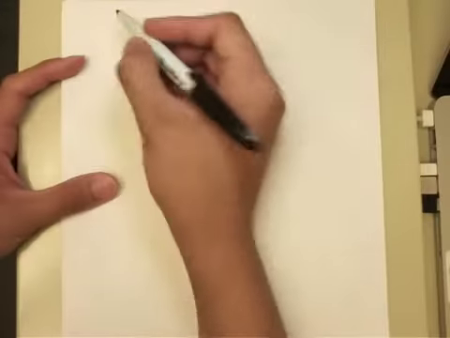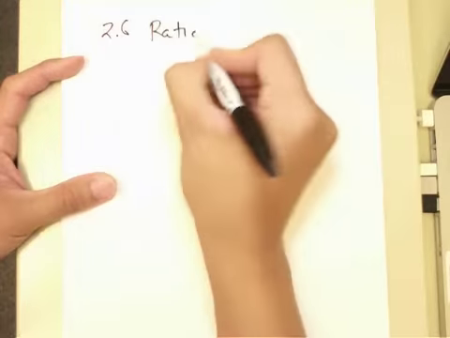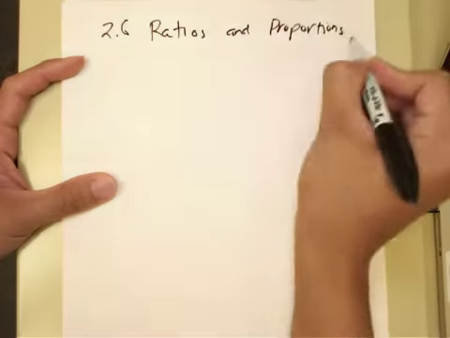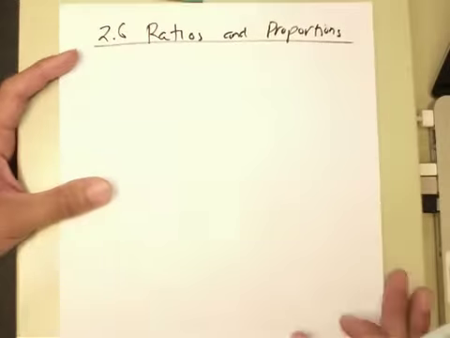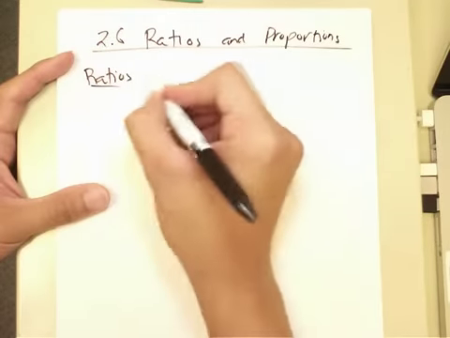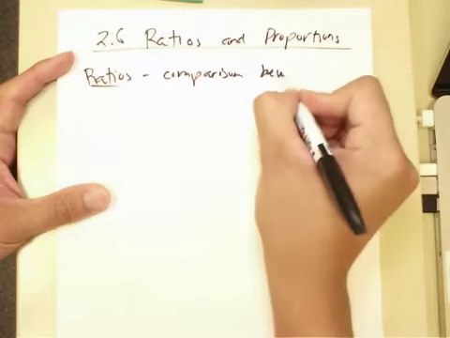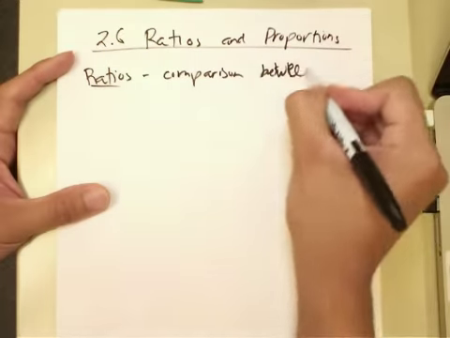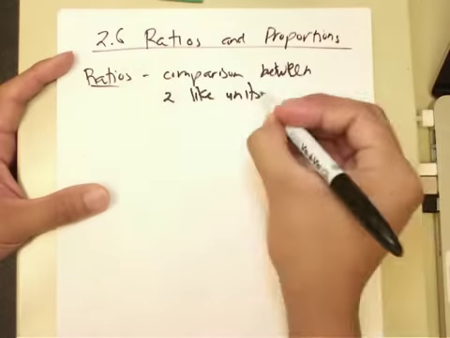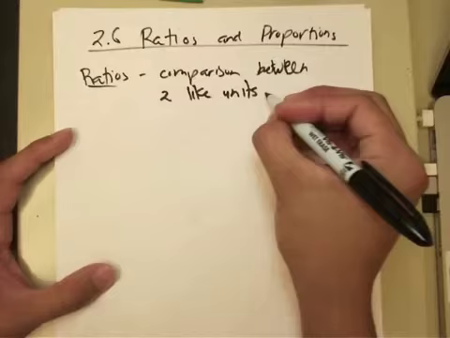So let's do a quick review lesson on ratios and proportions. Okay, let's define the terms first before we dive into a problem. The word ratio simply means a comparison between two like units. Like you're comparing red marbles with blue marbles. They're all marbles, for instance.